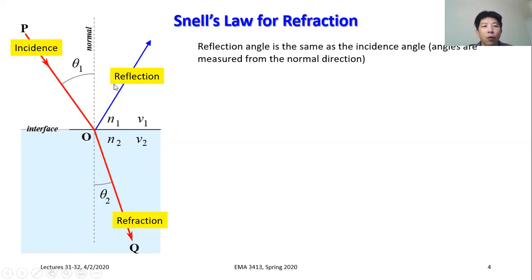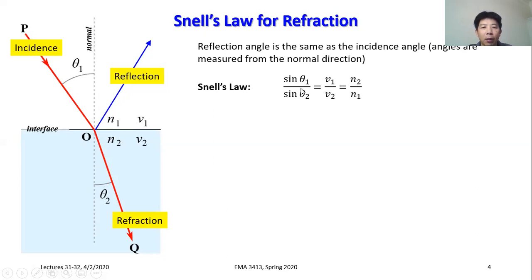For reflection, the reflection angle, again measured from the normal direction, is exactly the same as the incident angle. So we have so-called mirror reflection. Now for refraction, the refraction angle may be different from the incident angle if the two sides have different indices of refraction. There's a very simple relationship called Snell's law that governs what refraction angle you will have. It really depends on how the indices of refraction are different.